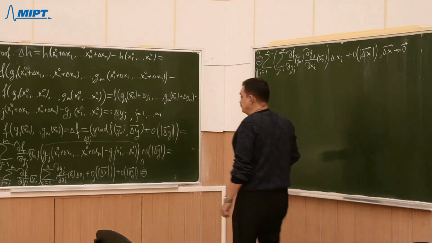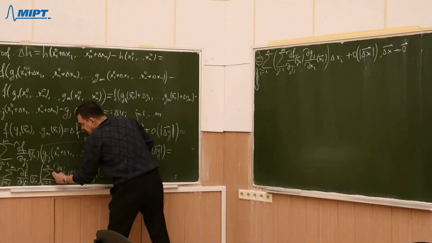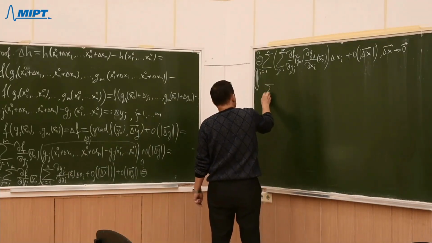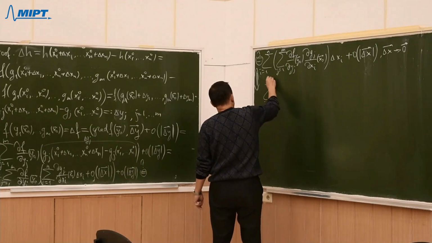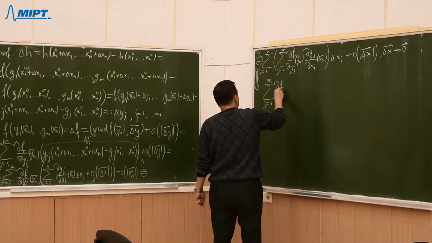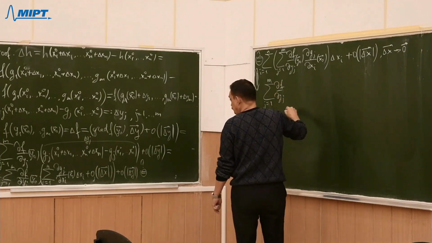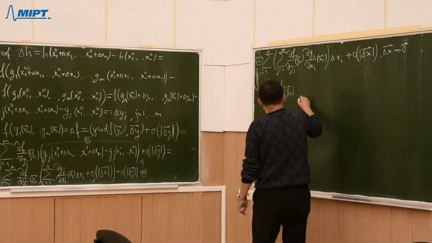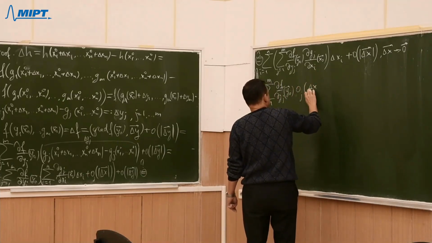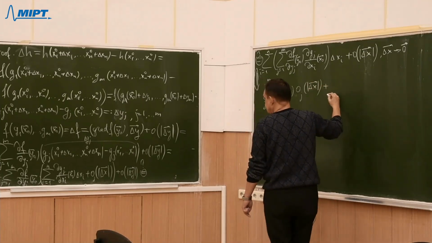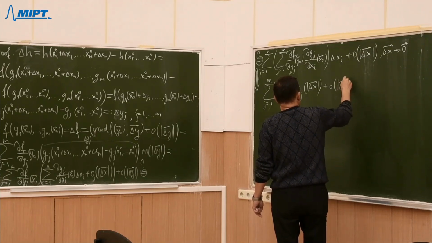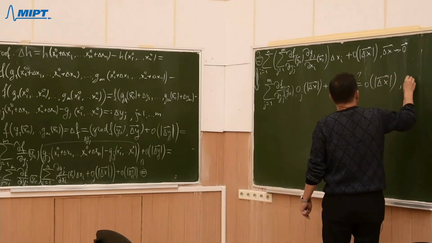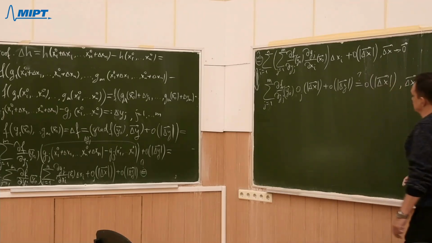It's equivalent to prove that everything except this product of two sums is little o of delta x. So let me write it in detail. Sum over j from 1 up to m, partial derivative of f with respect to yj at y naught times little oj of delta x plus little o of delta y is little o of delta x as delta x tends to 0. That is what we need to prove.